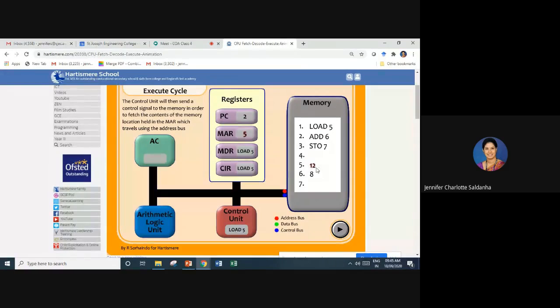Memory will place this into the data bus, and from the data bus it will flow to MDR, correct. So you have a yellow color indicating that the data is getting transferred from the memory. The data at memory location 5 is 12, and that is placed into MDR. Now the operand is fetched. The operand present in this particular instruction is fetched. Now what is the next operation? From MDR, where does it have to go?